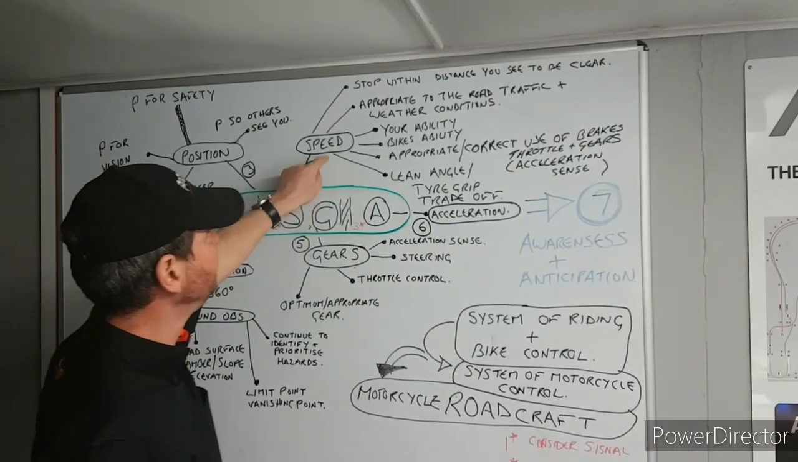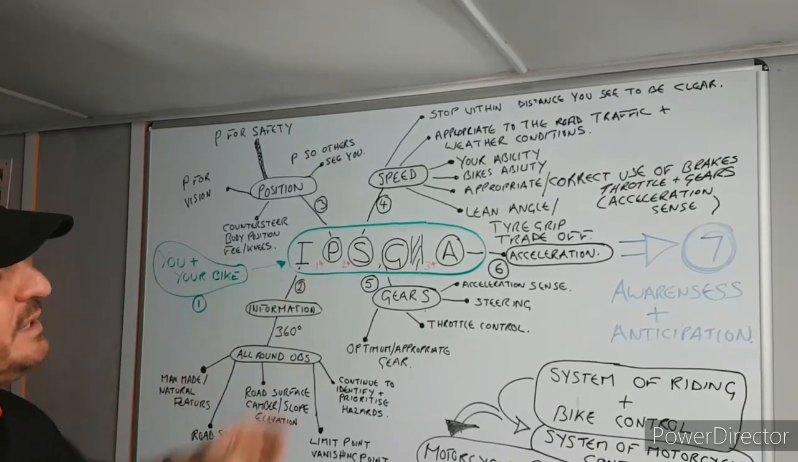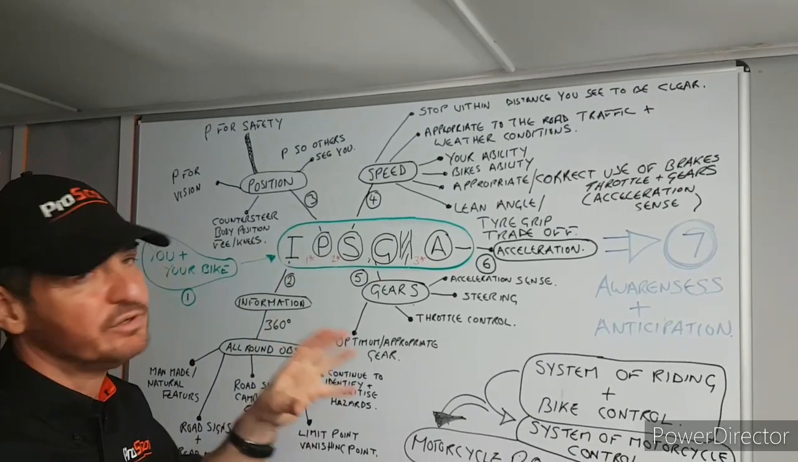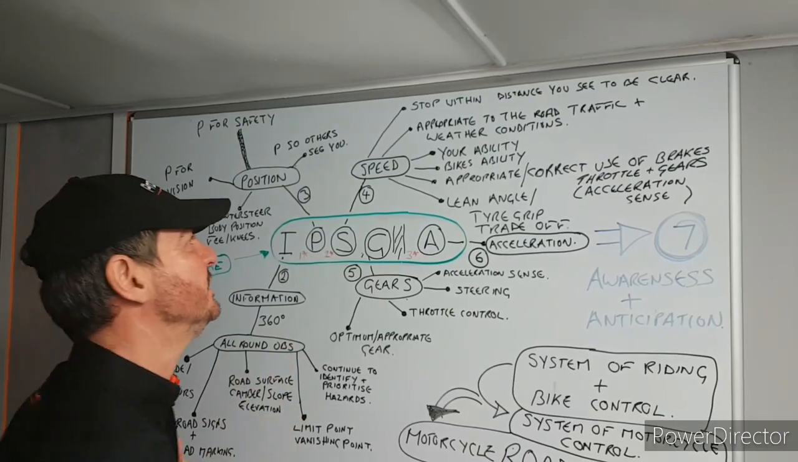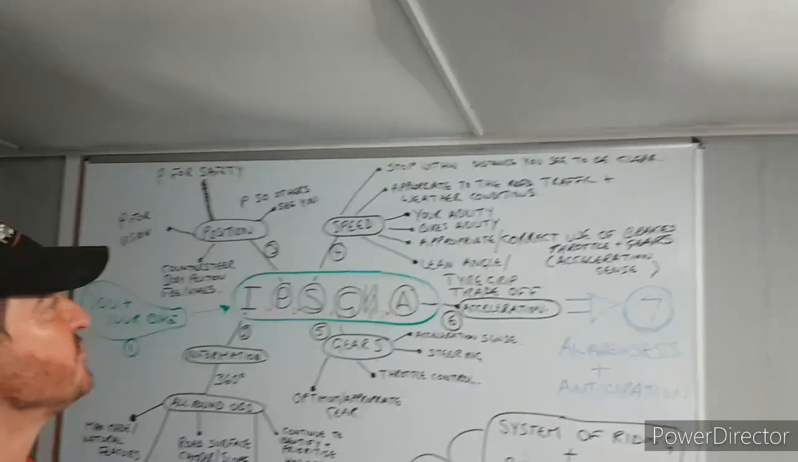So, speed. You should always approach every bend or every hazard at a speed that would allow you to stop within the distance that you can see to be clear whilst remaining on your side of the road. So you'll notice I've got that one at the very top there. Stop within the distance that you can see to be clear whilst remaining on your side of the road.